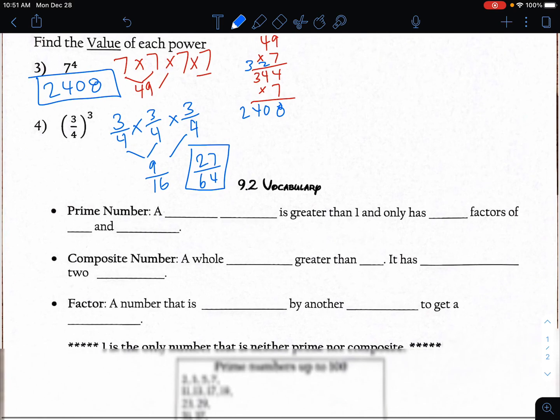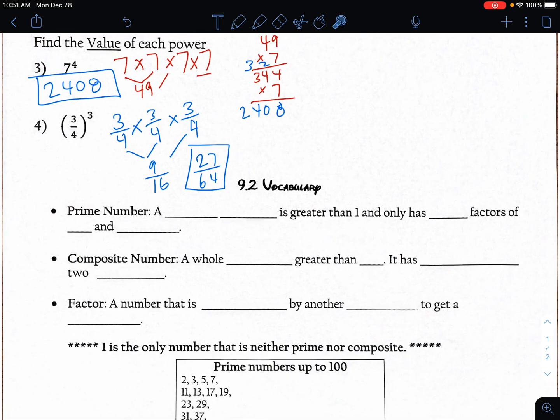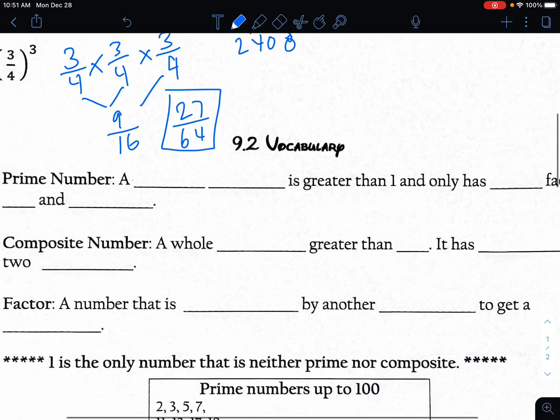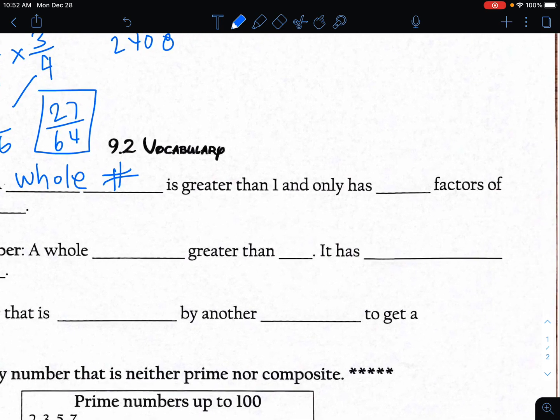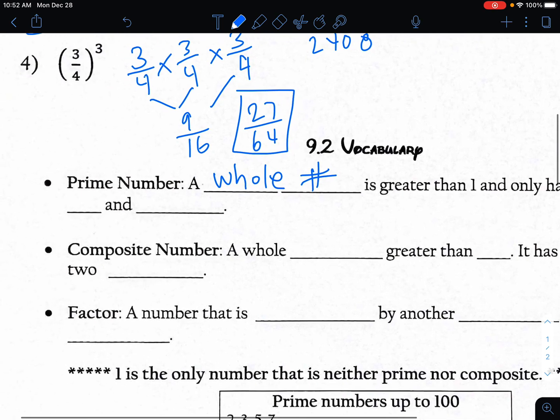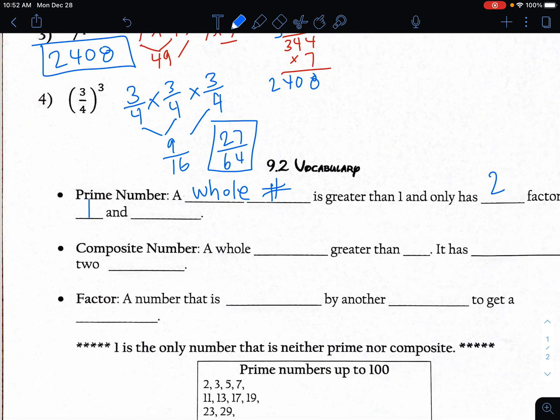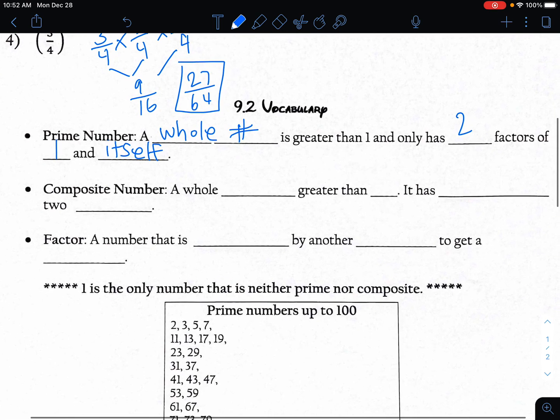Now, vocabulary. A prime number. What is a prime number? A prime number, a whole number, you can put whole number or whole pound sign. A whole number greater than 1 and only has 2 factors: 1 and itself. So prime numbers are numbers that can only be divided by 1 and itself evenly.